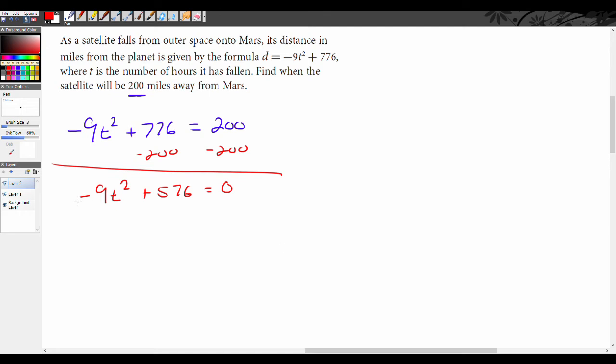Okay, next thing. Remember we talked about in a previous lesson, we don't want our a value to be negative. So let's go ahead and factor out this negative 1. So I'm going to say, okay, negative 1.